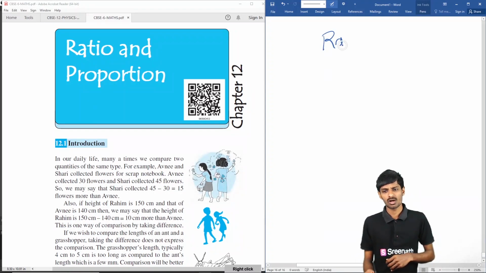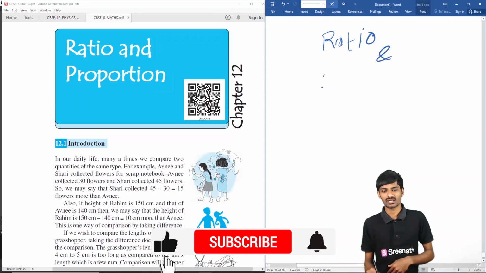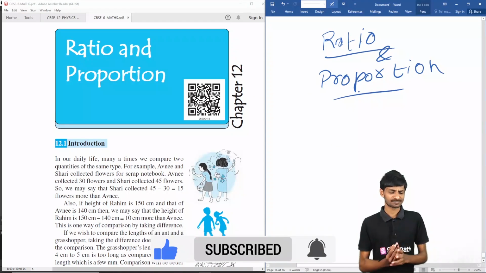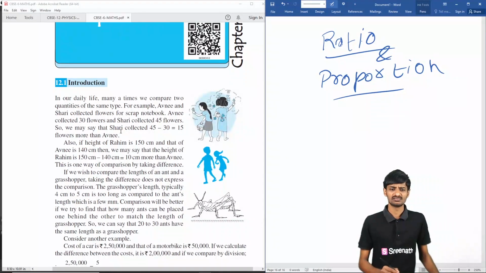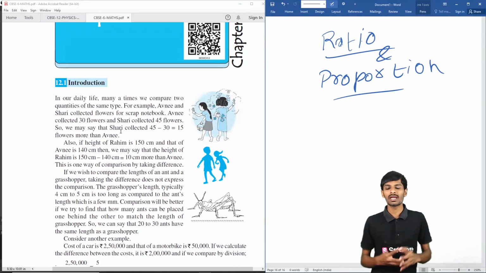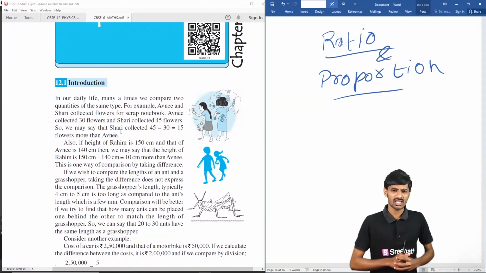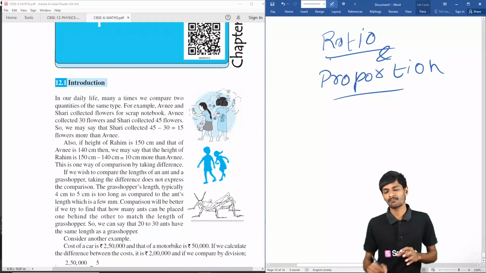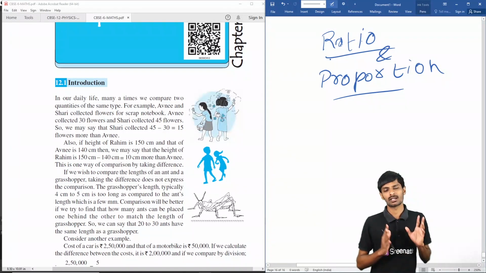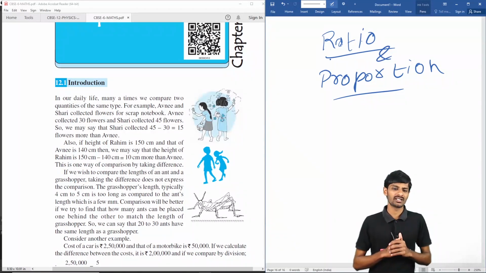So ratio and proportions. This is the present chapter which we are going to learn now. There are some daily life situations where we have to compare between two things. In those types of situations, we are going to use the ratio. Suppose you want to compare two things of the same kind.